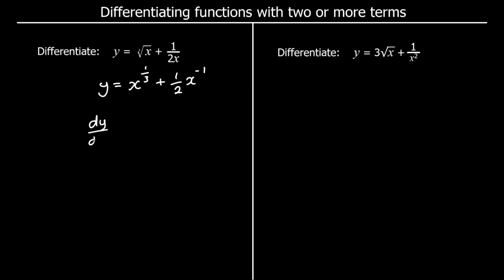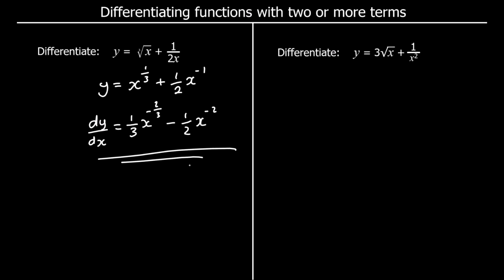So we can say dy dx is equal to, and then times by the power, take 1 off the power. So x to the power of a third times by a third. So 1/3 x, and then take 1 off the power. A third, take away 1 is negative 2/3. Half x to the power of negative 1 times by the power. Half times negative 1 is negative a half. And then the power is negative 1, so take 1 away, that becomes negative 2. So minus half x to the power of negative 2. And that is our answer.